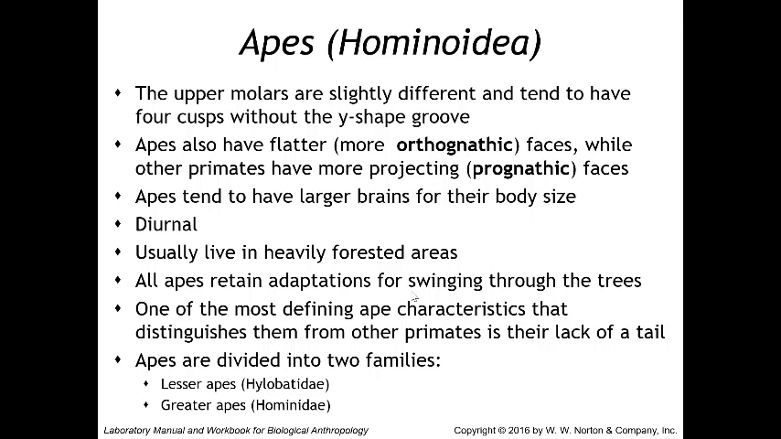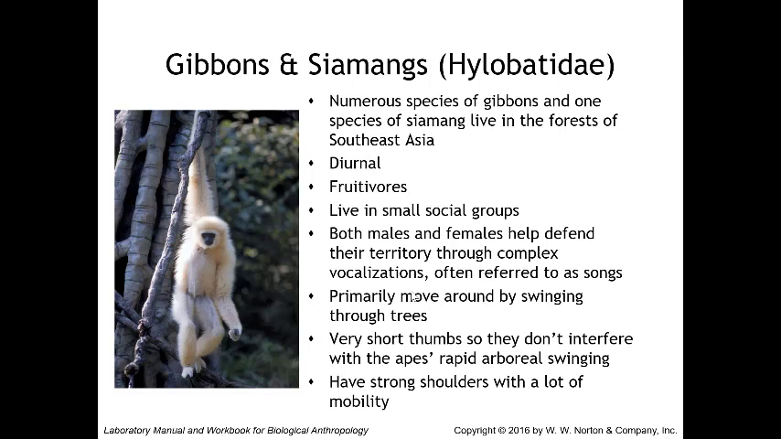With our apes, we do have them divided into 2 families. We have our lesser apes, our Hylobatidae, and our greater apes, which are our Hominidae. We're going to talk first about our lesser apes, and then we're going to get into our great apes. Our lesser apes, the Hylobatidae, are our gibbons and our siamangs. Numerous species of gibbons and 1 species of siamang live in the forests of Southeast Asia.